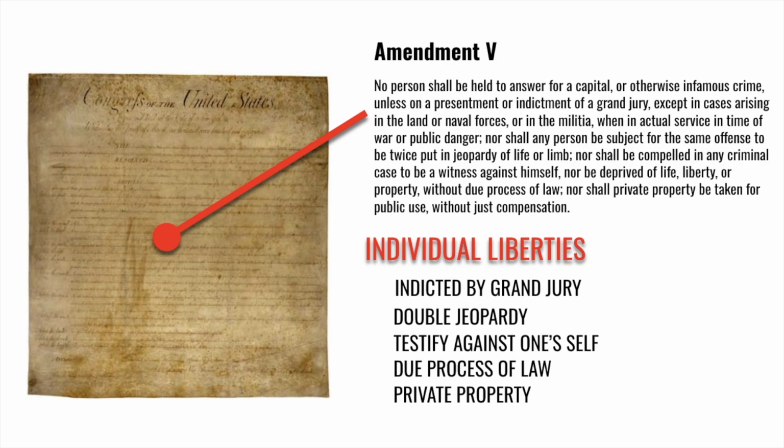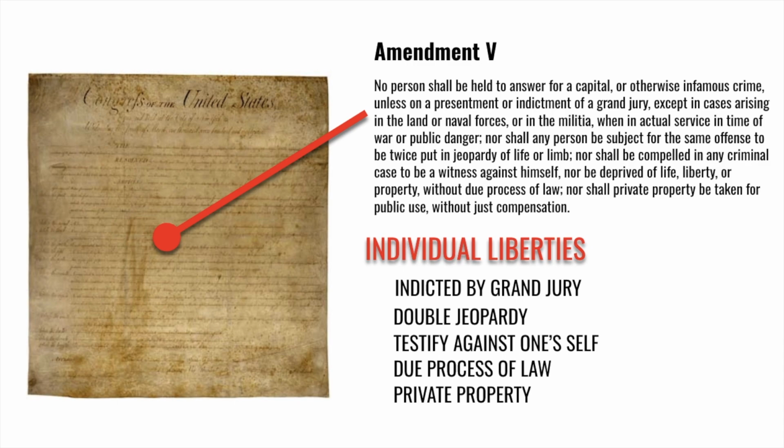So you have to be indicted by a grand jury in a capital crime. So a grand jury has to rule on the evidence presented to them before you can be charged with a crime in some sort of capital case. You're protected from double jeopardy. That's an individual liberty that you are protected from. You can't be tried twice for the same crime. You are not forced to testify against oneself. Everybody knows to plead the Fifth, so you're free and protected from having to testify against yourself.